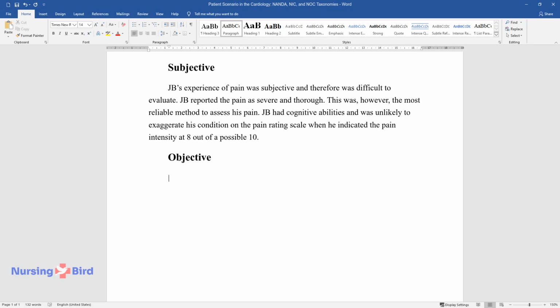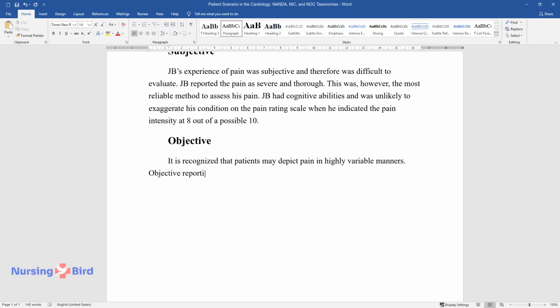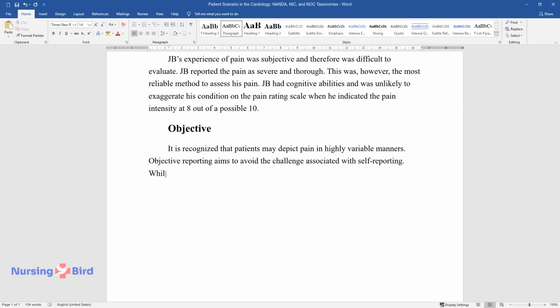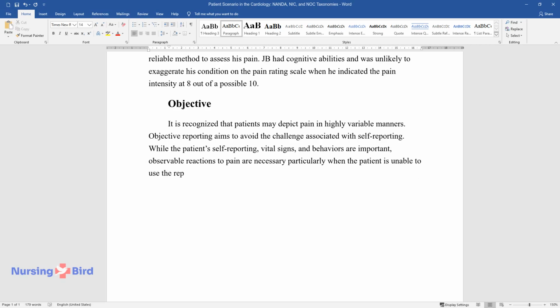Objective. It is recognized that patients may depict pain in highly variable manners. Objective reporting aims to avoid the challenge associated with self-reporting. While the patient's self-reporting, vital signs, and behaviors are important, observable reactions to pain are necessary, particularly when the patient is unable to use the reporting scale due to impaired cognitive capabilities.